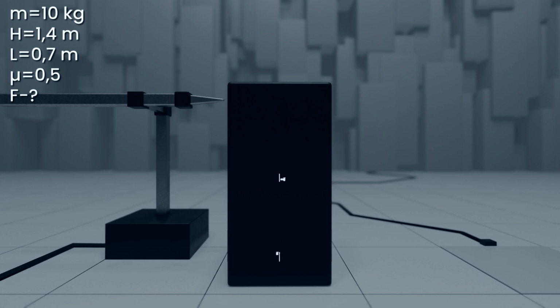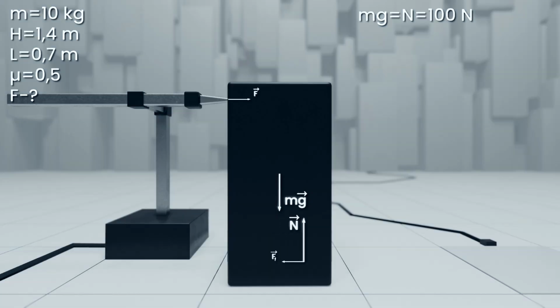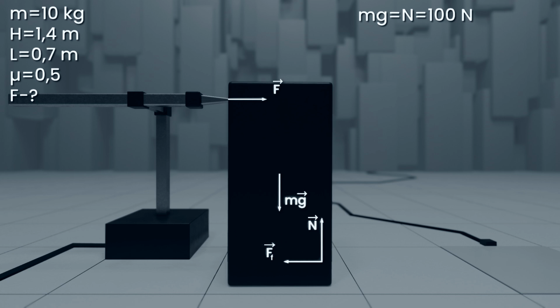While the box is simply standing still, only two forces act on it. These two forces are equal in magnitude and opposite in direction. Since the mass of the box is 10 kilograms, both the gravitational force and the normal force are equal to approximately 100 newtons. When we start applying a horizontal force to the top edge of the box, a friction force between the box and the floor appears. The maximum possible friction force is given by the formula. Substituting the given values, the maximum possible friction force is 50 newtons.